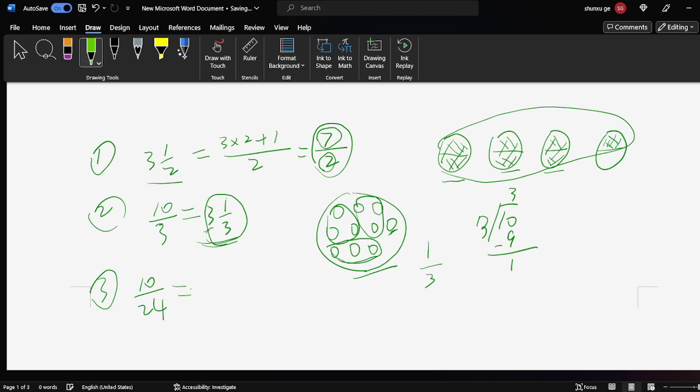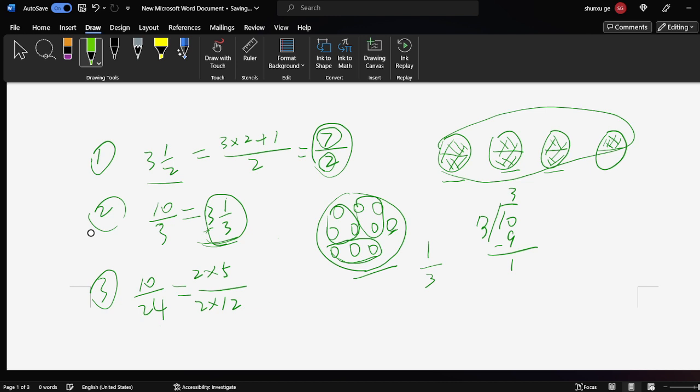Okay, about this fraction. This fraction is a proper fraction, but it is not simplified. So we want to make it simplified. How to do that? We can observe. We take the same factor out. So this number 10, we can rewrite as 2 times 5, and here 24, 2 times 12.